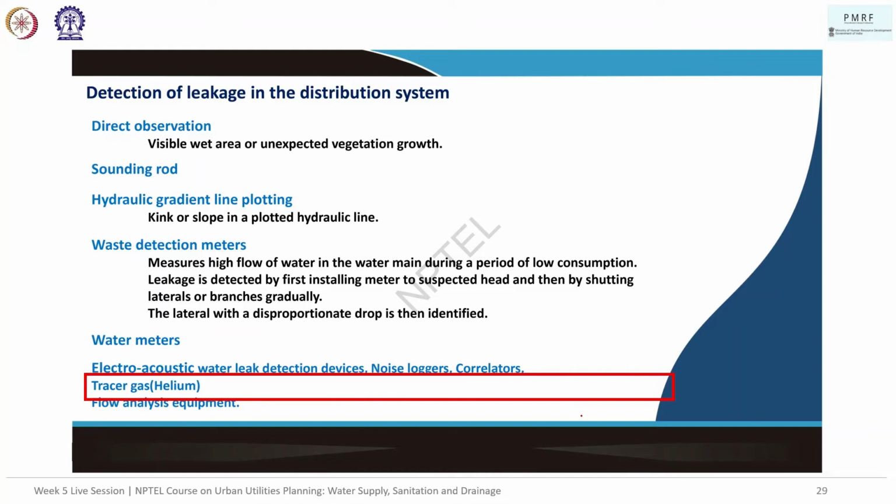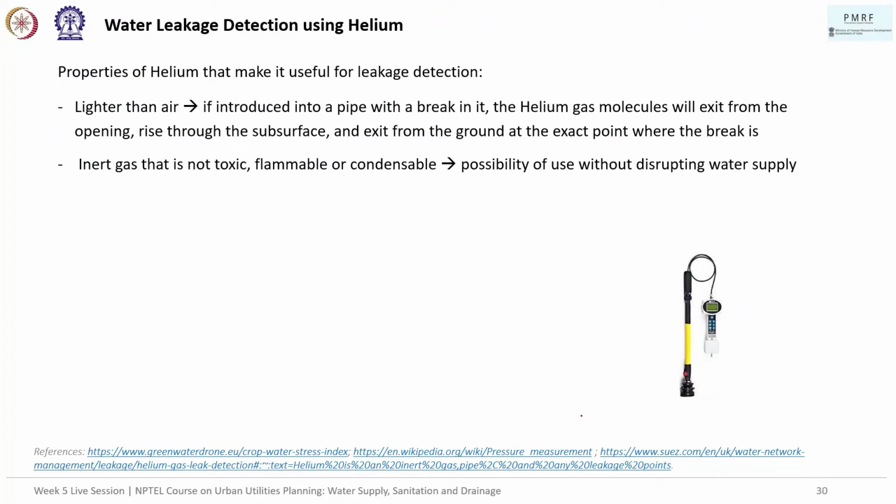But just for general knowledge as to how it works, let's see how this entire system works. There are a couple of properties of helium that make it useful in this entire venture. The first property is that helium is lighter than air. So when you introduce it into a system of pipes or a water supply network, and say it has a break somewhere, the helium gas molecules will exit from this crack, wherever that crack is. It will rise through the subsurface because it is lighter than air, which means it's extremely light. So from that crack, it will rise through the subsurface and exit from the ground at that point where the leakage is in the subsurface network.